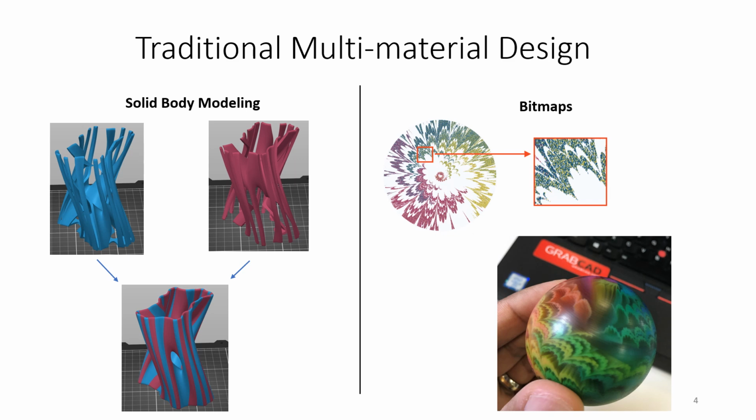On the other hand, inkjet systems typically use bitmap files. So these are image files where each pixel represents a different material by assigning a different color. So in the bottom right-hand corner, you can see we can create these complex objects that have transparent regions that allow us to peer in the inside, or perhaps different mechanical behaviors at different regions of the part.